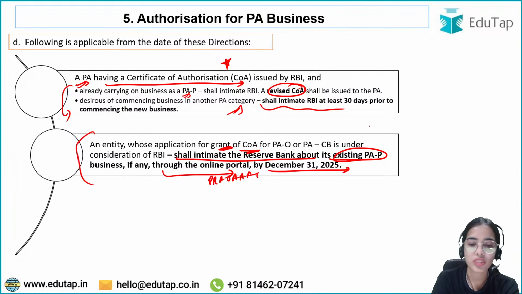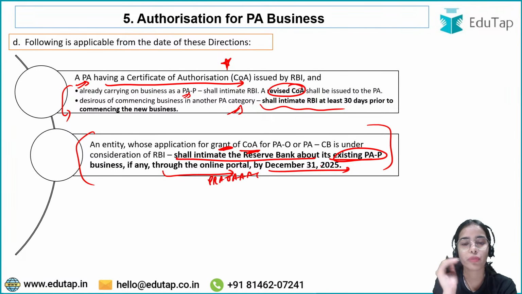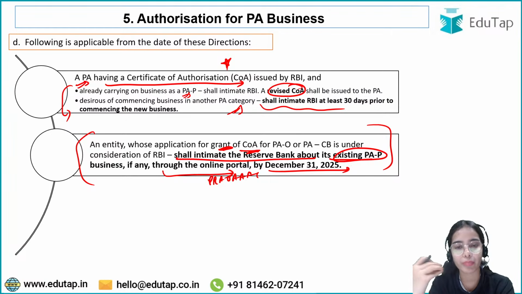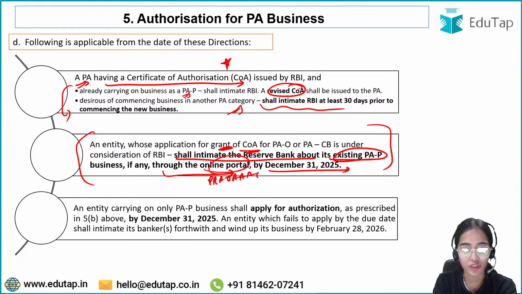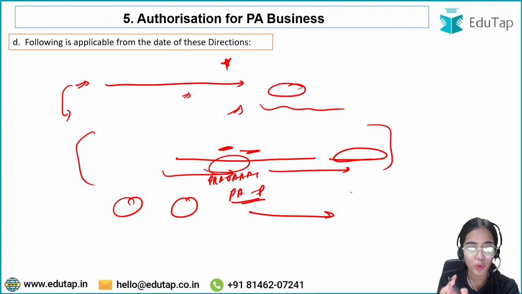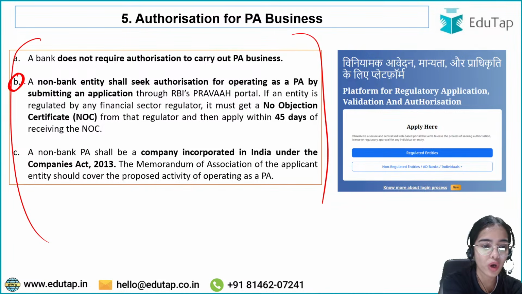An entity who has sent the application for payment aggregator online or payment aggregator cross-border needs to inform the RBI whether they have a payment aggregator physical business or not, through the online portal by December 31st, 2025. An entity carrying on only payment aggregator physical business shall apply for authorization as prescribed. So non-bank entity, so this point, remember this point.